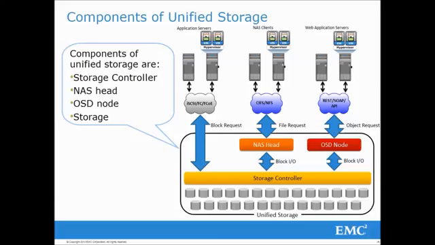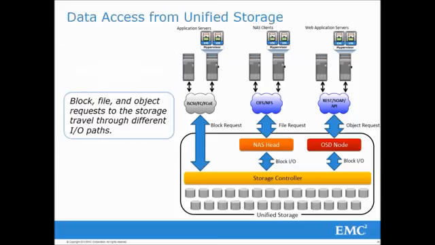Data access from unified storage. In a unified storage system, block, file, and object requests to the storage travel through different I/O paths. Block I/O request. The application servers are connected to an FC, iSCSI, or FCoE port on the storage controller. The server sends a block request over an FC, iSCSI, or FCoE connection. The storage controller processes the I/O and responds to the application server.